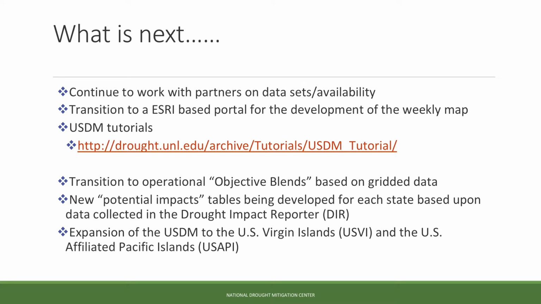So what's next? We're going to continue to work with partners on data sets and availability. As we've seen through the evolution of the Drought Monitor, from 5 indices, inputs, all the way up to 40 to 50 now.